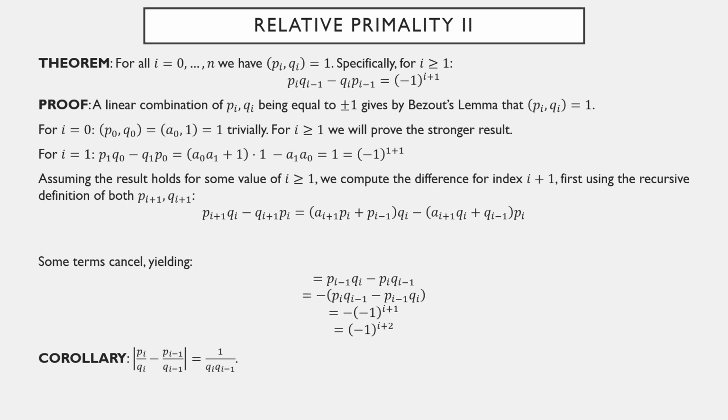Now, as a corollary to this, the difference between two consecutive convergents, p_i over q_i and p_{i-1} over q_{i-1}, is always 1 over the product of the denominators. It's a very straightforward proof. If you give this a common denominator, what would the numerator be? p_i q_{i-1} minus p_{i-1} q_i, which is exactly a power of minus 1. And since we're taking an absolute value, that's just going to be a 1.